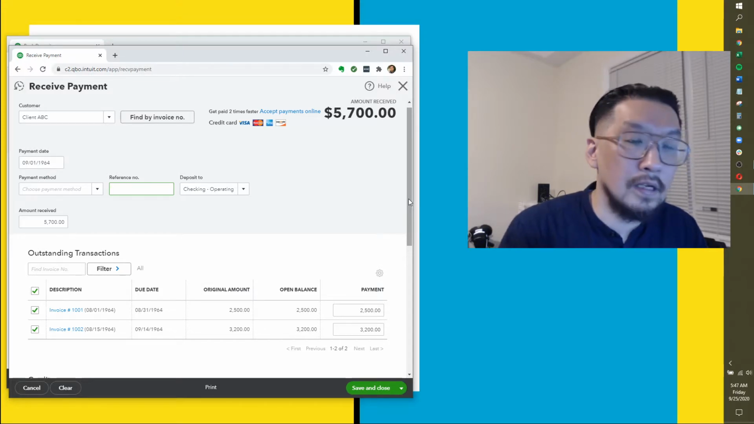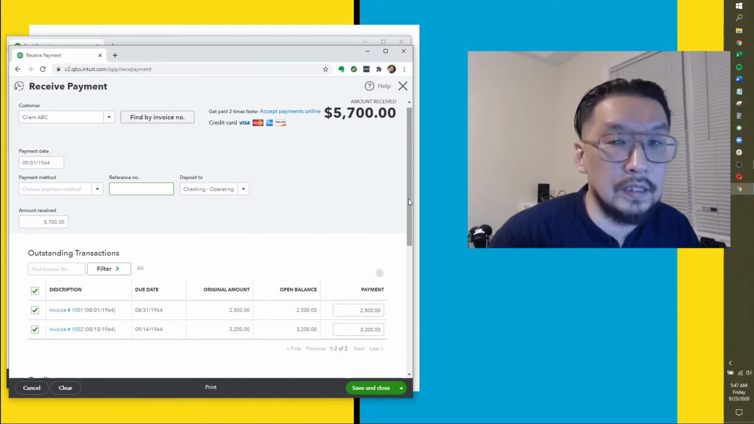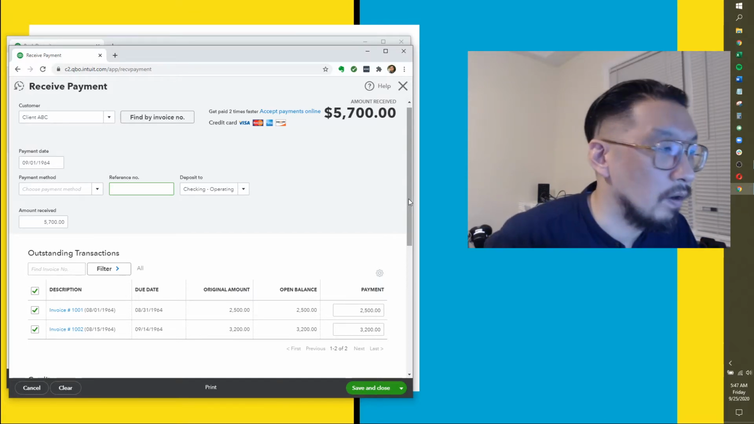And of course, because it is AR, because it is invoices, they're tied to revenue, they're tied to income, they're tied to sales. You don't need to worry about that part.